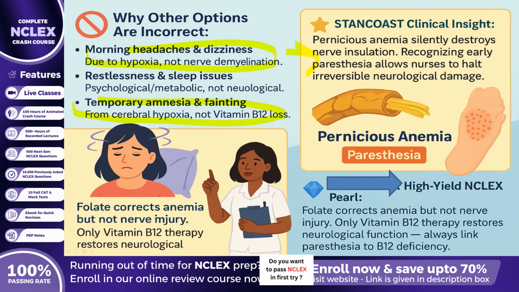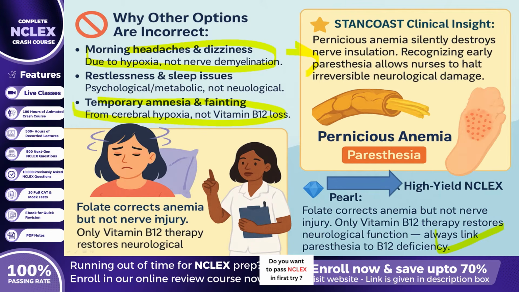And now, your Stand-Coast High-Yield NCLEX Pearl. Always connect neurological symptoms in anemia to vitamin B12 deficiency. Folate supplementation may correct anemia, but will not repair nerve damage. Only vitamin B12 therapy can restore neurological integrity.